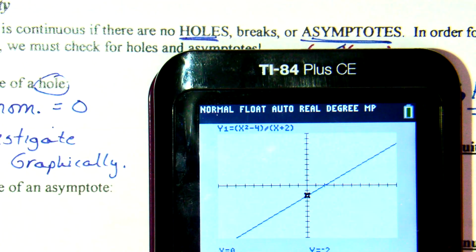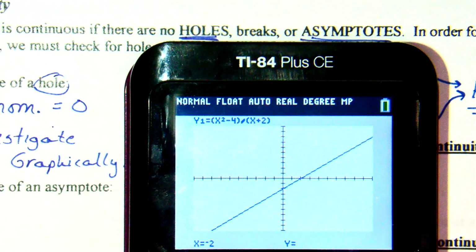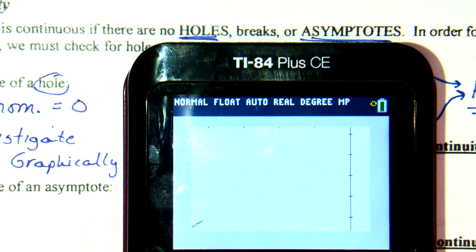And the key is, where did we say there's going to be a hole? There's a hole at -2. If I hit trace, and I go over here, is it going to work? I probably can't get exactly, no. So it jumps over -2, yes? But if I hit trace, and I type in -2, guess what? There's no y. That tells you it's a hole. Would you have gotten that just by looking at the graph? No. If you know to check -2, that's the key. And we knew because denominator equal to 0.